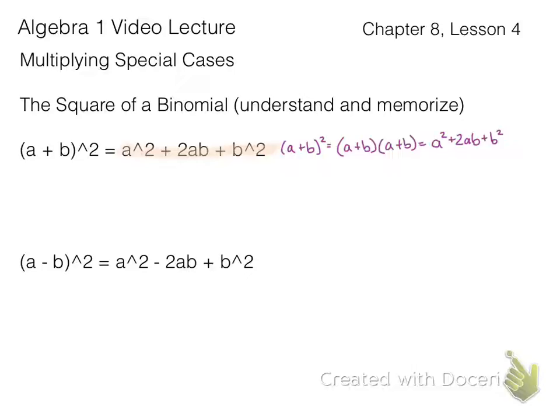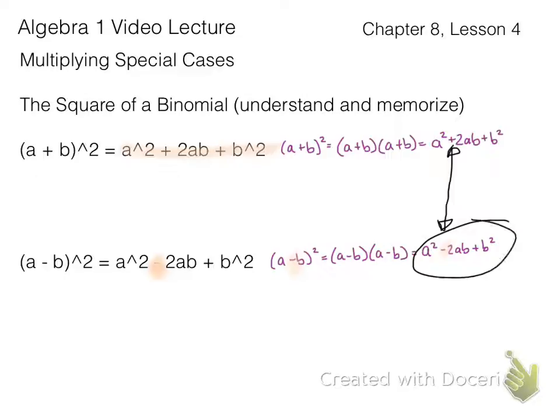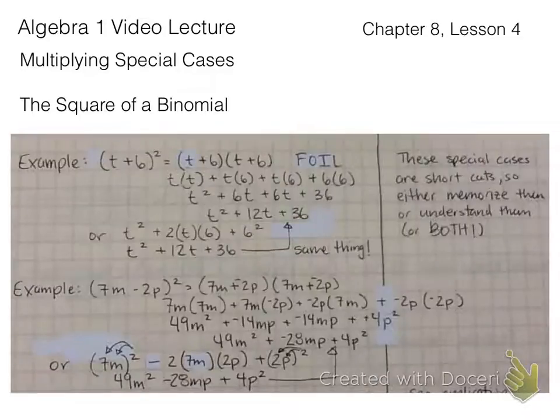If you have (a - b), it looks very similar. The only thing is you have a subtraction sign right there. So again, if you have a minus b, this is the only difference between here and here. Those are the differences, okay? So if you can memorize this special case, it's going to make your life a lot easier, because look at all this work you have to do. This is why it works.